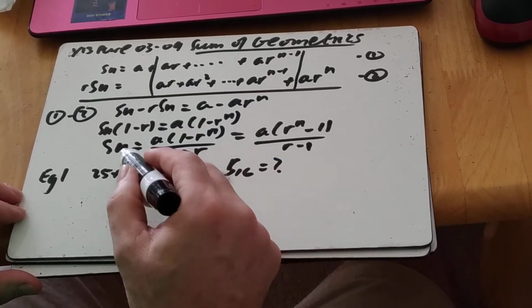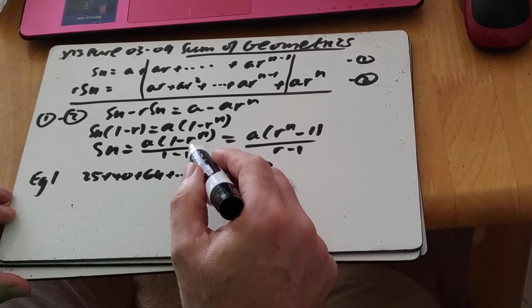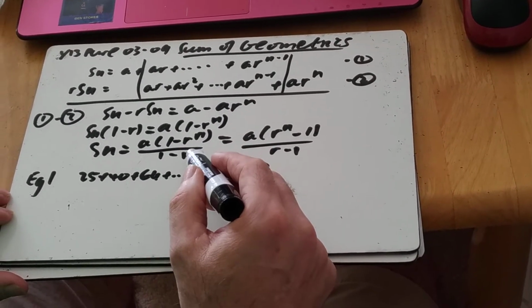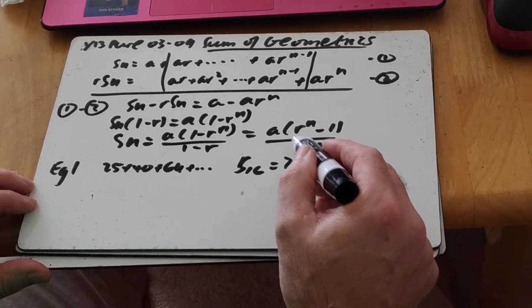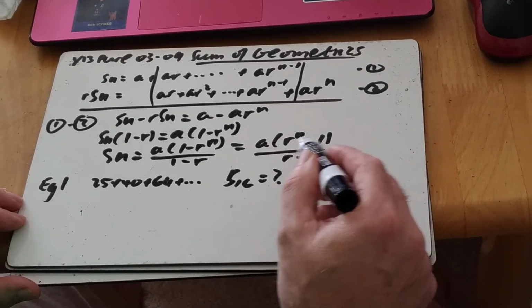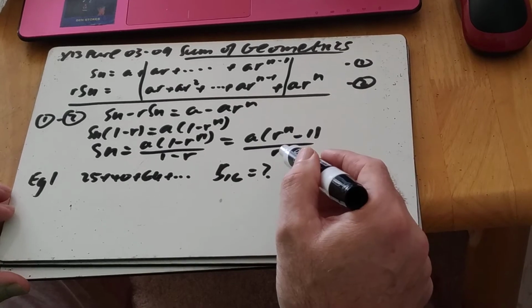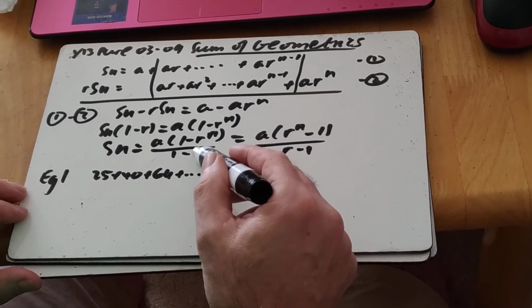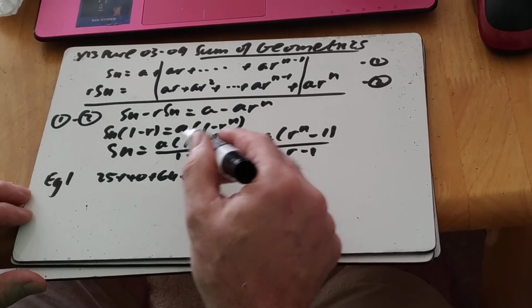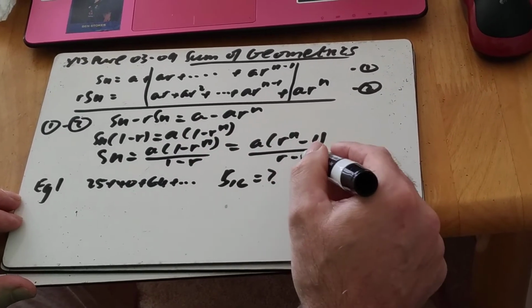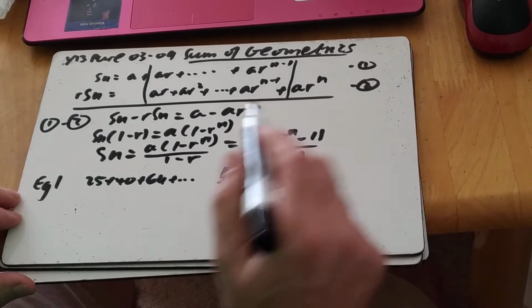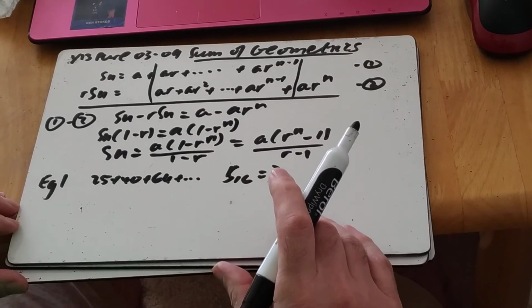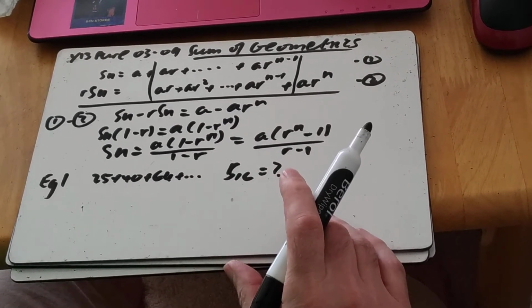We tend to use this first version here if r is an ordinary fraction, and we tend to use this second one here if r is a bigger number, just so that we're not dealing with negative values if we can afford it. So if r is like 0 point something, that would make this positive and that positive. If r is 1 point something, 2 point something, I'd use this version. So let's have a look at a few examples then.